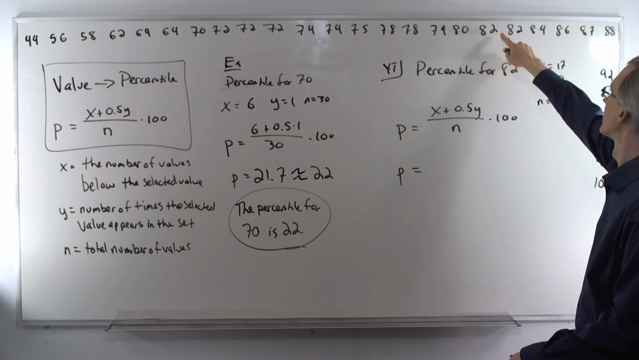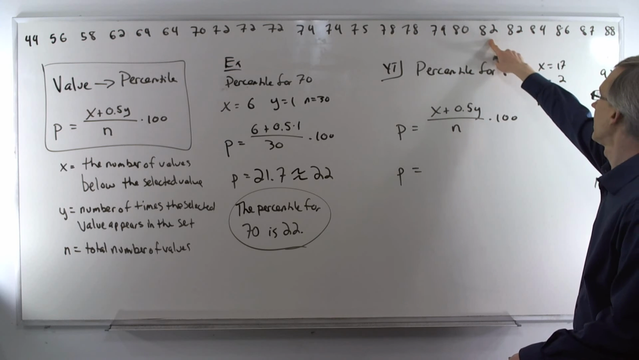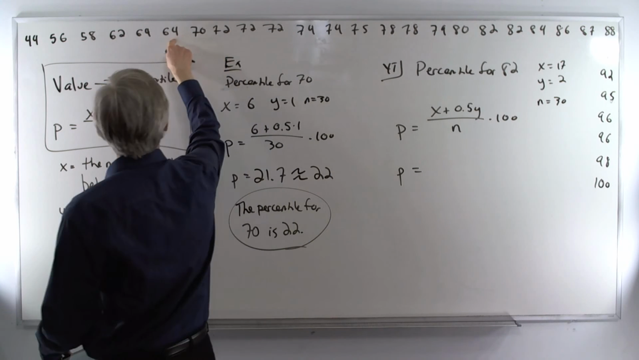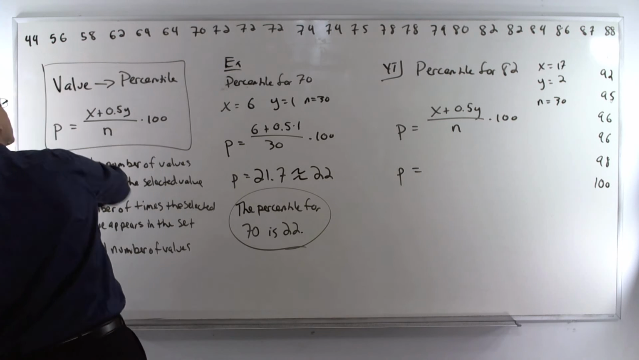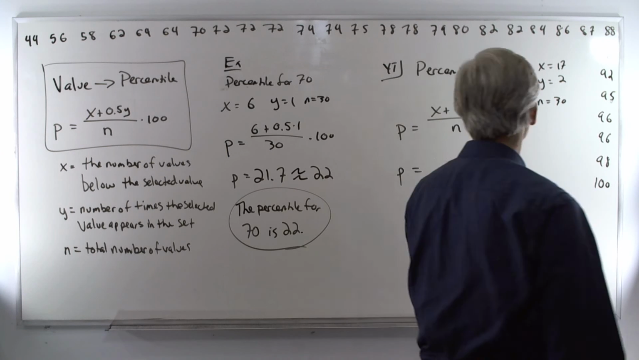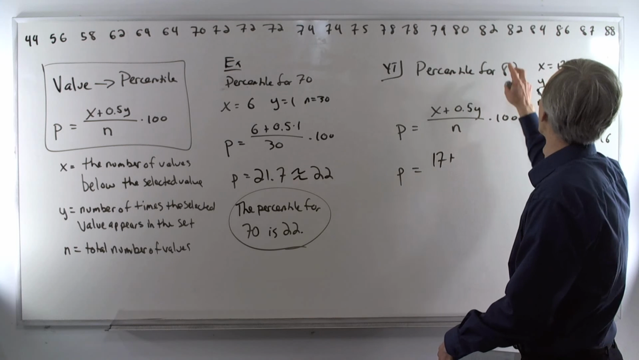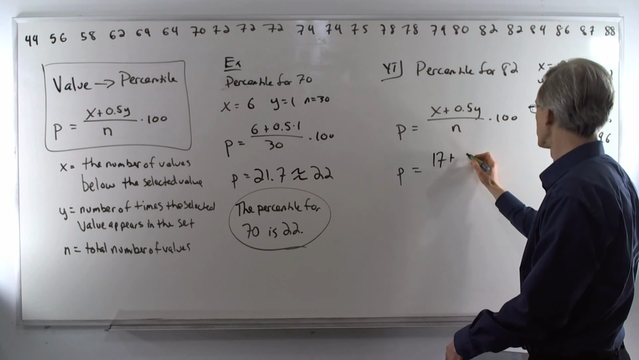All right, here's 82 with the leftmost one. Now we're going to count. 1, 2, 3, 4, 5, 6, 7, 8, 9, 10, 11, 12, 14, 15, 16, 17 values below 82. So x is 17. There are 2 82s, so y is 2.